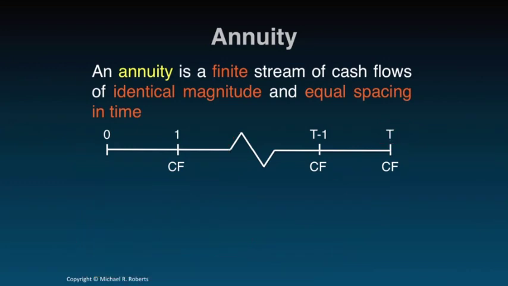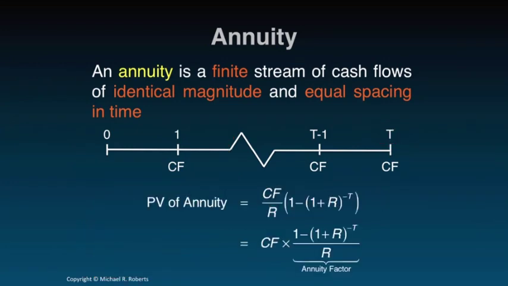So what I'd like to show you is a shortcut or a simple formula to compute the present value of this cash flow stream, and here it is. We take the cash flow, CF, we divide it by the discount rate and multiply it by this term in parentheses here. Now if I move the R over here, I can re-express the present value of the annuity formula as just the annuity cash flow times this term here, which is called an annuity factor. That will give me the present value of this cash flow stream.